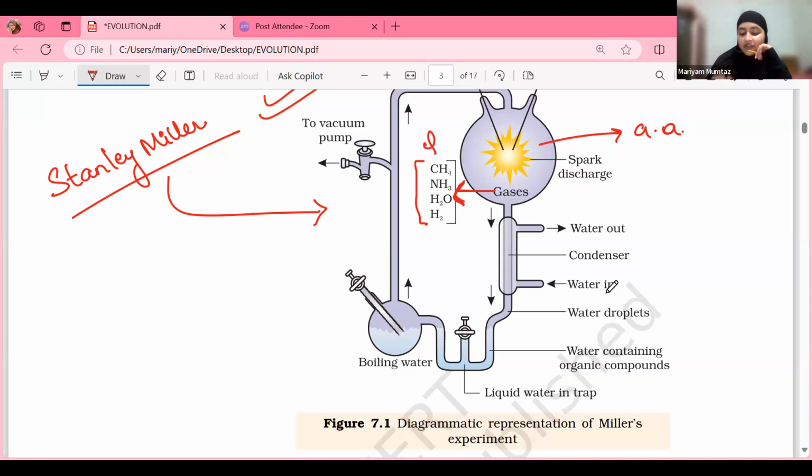Okay. Now, after this came the third theory, that is the theory of biogenesis. Okay, theory of biogenesis.